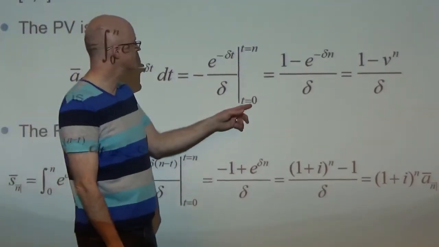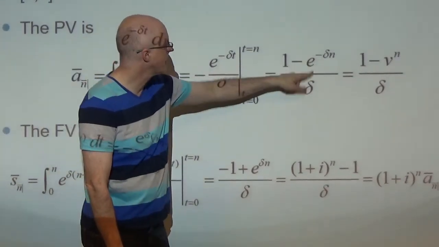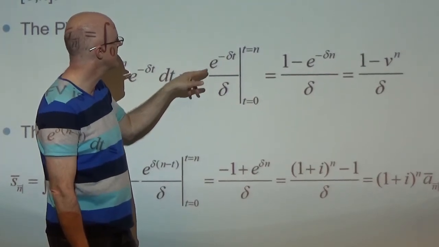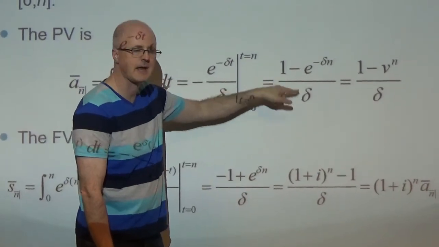You've got to evaluate this from 0 to n. When you plug in n, the negative sign is still there, and you get this term. When you plug in 0, you're subtracting that term, so the two minuses cancel. E to the 0 is 1, so you end up with 1 over delta. That represents that part of the answer.